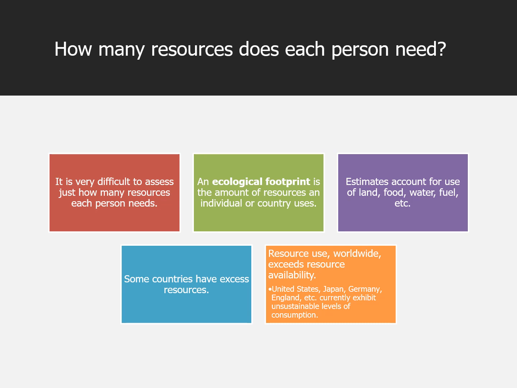So we can look at land, food, water, and fuel, and then look at countries that have excess resources, and we can also look at countries worldwide that exceed resource availability. And if you'll notice, the US is the first one on that list. Unfortunately, we have a very unsustainable level of consumption. If you didn't guess, that would be us.